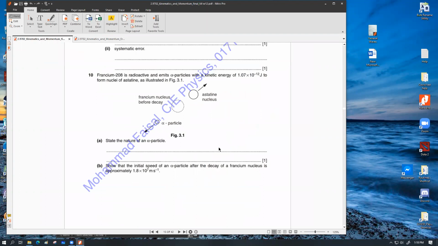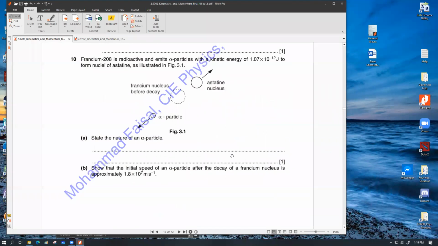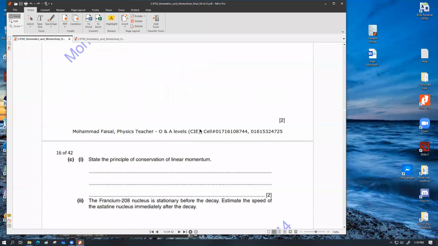Let me tell you some calculation factors for question number 10, which would be helpful for you to do that calculation.